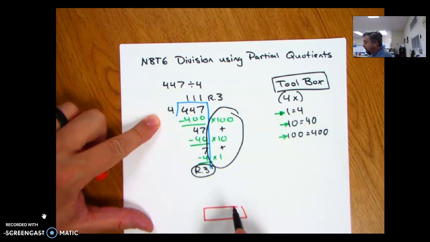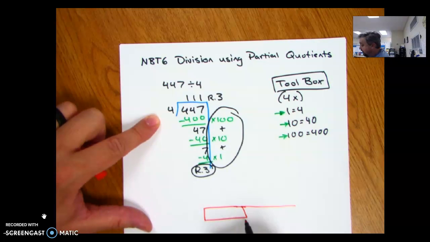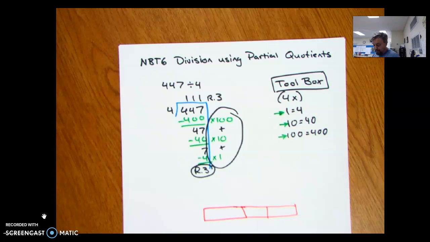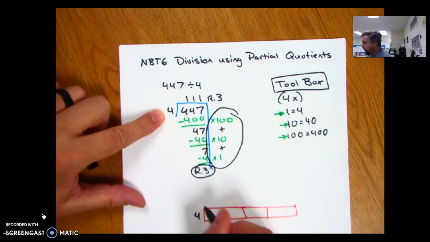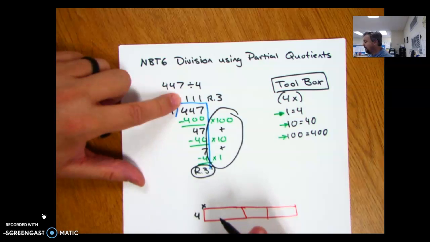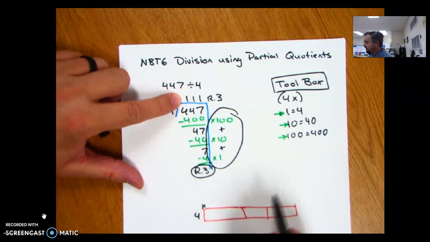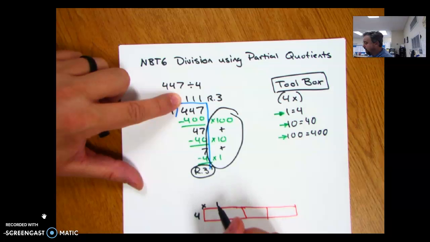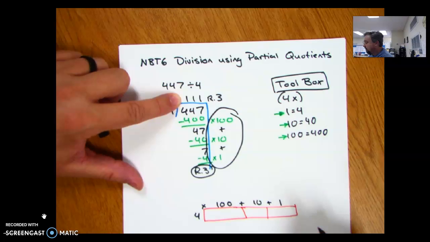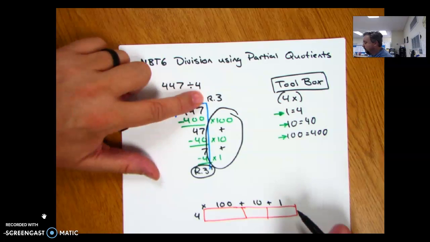In order to check it, I really just need to set up an array, or should I say an array model. And in this case, it's going to have a couple compartments on it. I'm going to have my divisor on the side, which is 4. I'm going to multiply it by 111. 111 is going to be split into expanded form. We'll have 100, 10, 1. And I can't forget my remainder of 3.